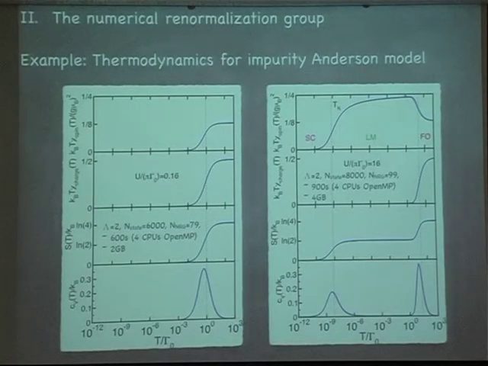I kept 6,000 states. This is overkill. You can do the calculation with 500 states, and they look very much the same. I did 79 sites, so I'm sure I'm in the ground state. The whole thing took 600 seconds for that large number of states on my laptop, using 4 CPUs with OpenMP, and I need 2 GB memory. Memory is not a problem today.